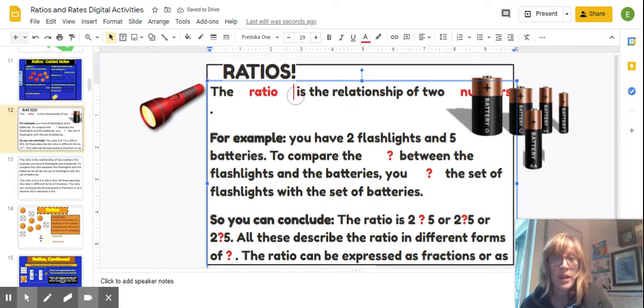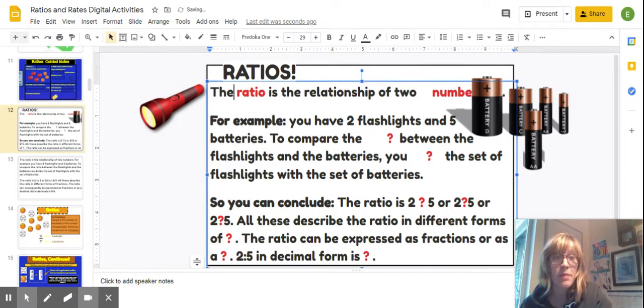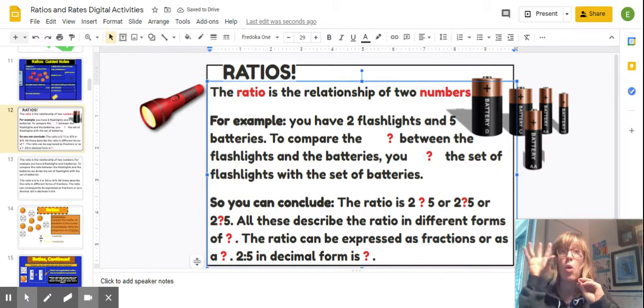A ratio in its most basic form is simply a comparison statement. You're taking one amount of something and comparing it to another amount of something. So it's a comparison statement, or describing the relationship of two numbers.